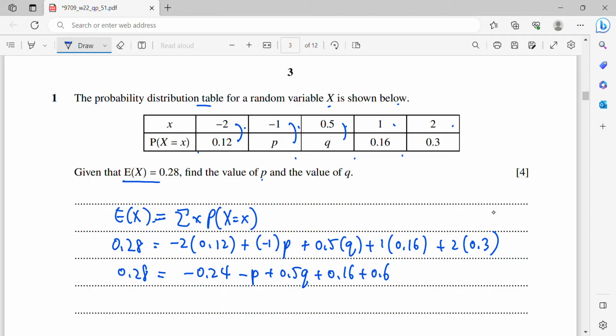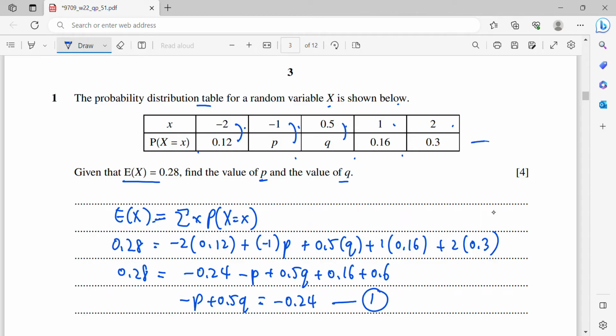So I will get -P plus 0.5Q equals -0.424. Okay, so you move all the numbers to one side. So this is my first equation. Now, in order to get two unknowns P and Q, we need two equations.